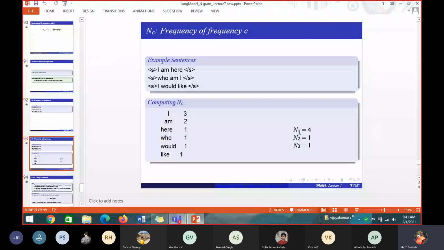N2. The number of words occurring 2 times in the corpus. This is the number of words which occur 2 times in the corpus. That is N2, where C is count 2. So how many words are occurring 2 times in the corpus?